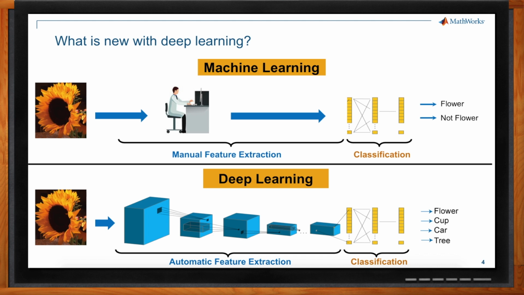Mm-hmm. So the big difference between machine learning and deep learning is that with machine learning, somebody had to do the feature extraction part manually, so outside of the network. So there were all these really advanced algorithms which were proposed in the computer vision area to kind of find features.